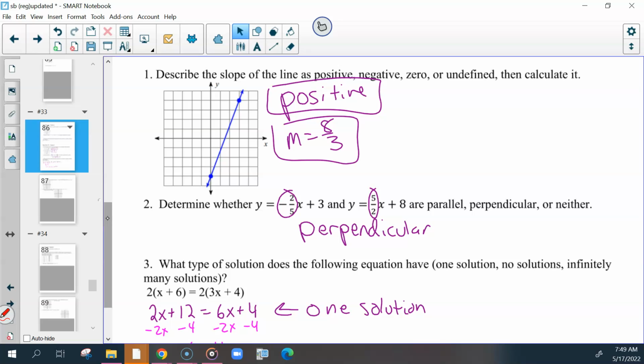Now, if they were parallel and they had the same slopes and the same y-intercept, then they wouldn't be parallel because they have to have different y-intercepts. But with perpendicular, it doesn't matter.